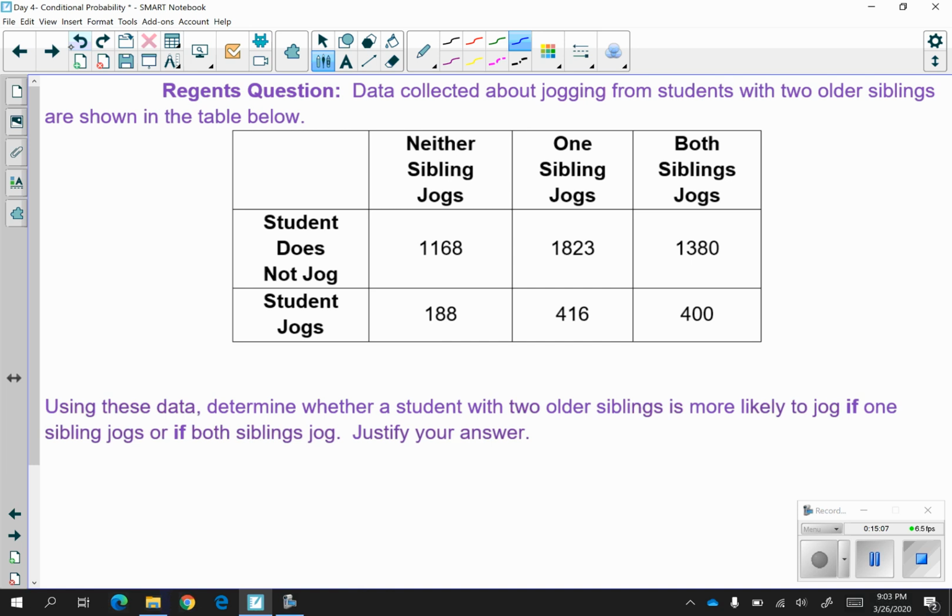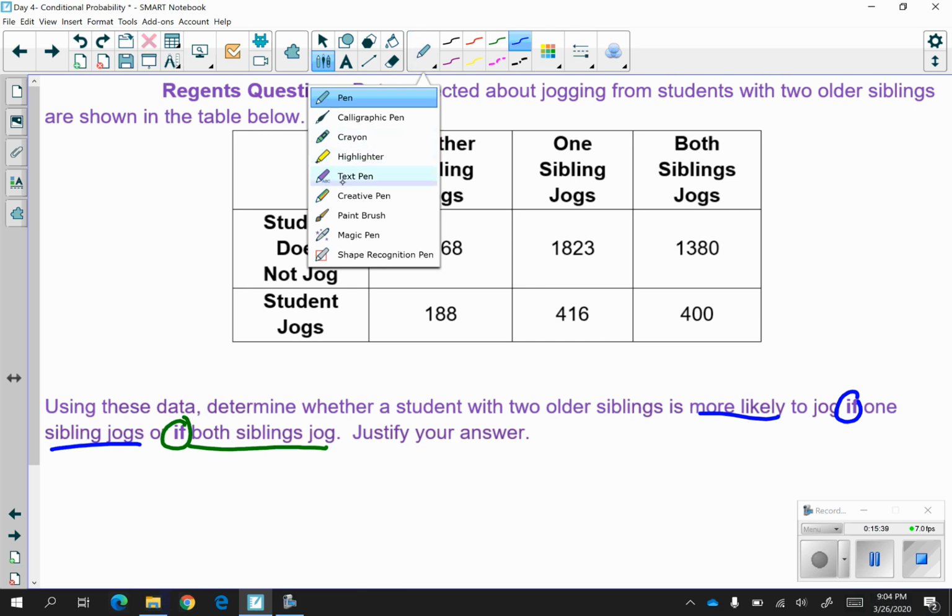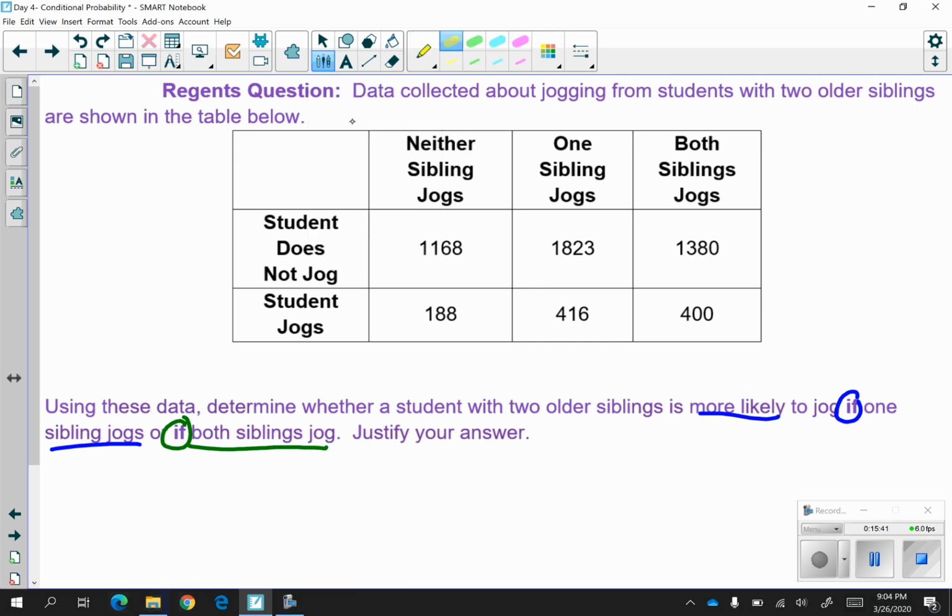So when we're talking about which one is more likely, what they're talking about is we have two different probabilities going on, right? You have to find the probability of both of them and compare them to see which one has a greater chance of happening. So you also have to notice that these are your conditions. We have two of them going on because we have two keywords. So let's go with the blue first. We're talking about if one sibling jogs.